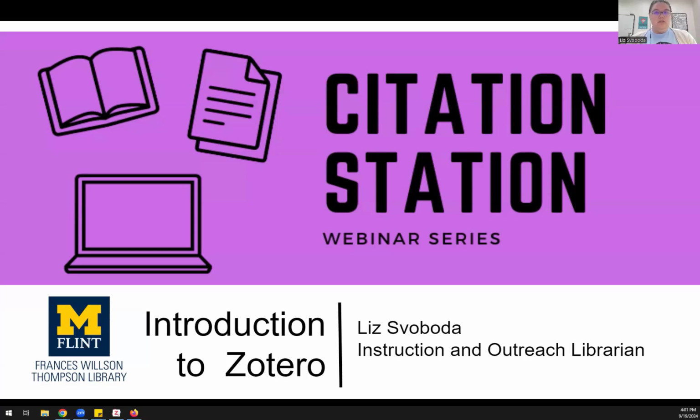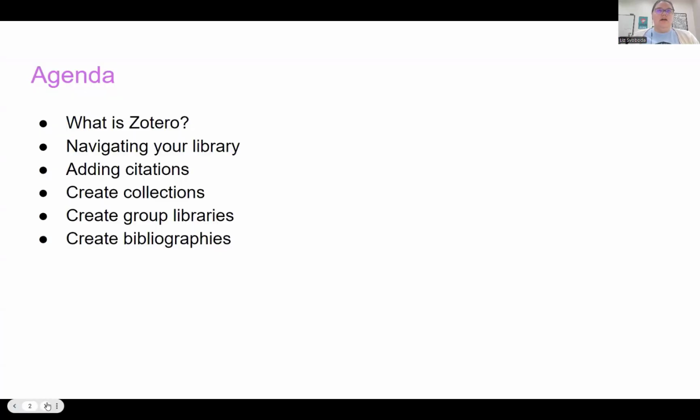Today, we're going to be doing an introduction to Zotero, which is a citation management manager, basically. So we'll get into a little bit more about what it is. Then we're going to get into not necessarily creating an account because it's fairly easy to do, but I'll talk about navigating the differences between the library and how to actually get around the program a little bit. We'll cover adding citations, creating collections, creating group libraries, and also creating bibliographies. And then also where to get help towards the end of this as well.